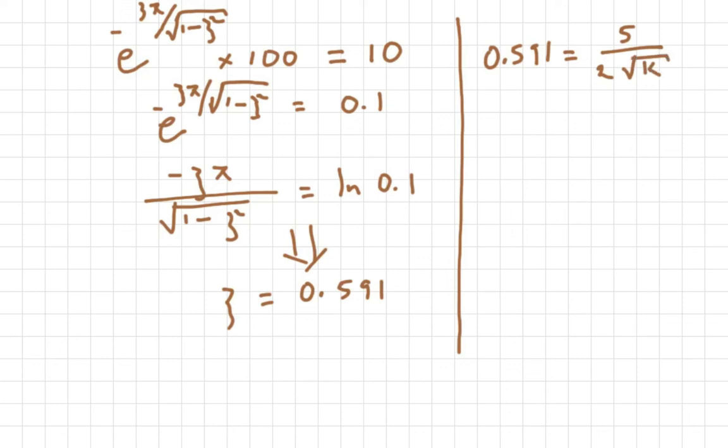So from here, from here, you can find your k value to be equal to 17.89. So this is how we've used this to design the system by finding the k value that will give us our desired percentage overshoot.